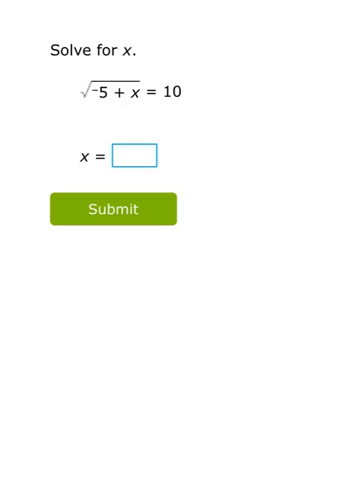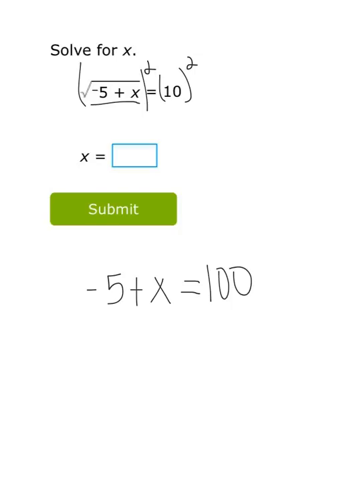So I want to get x by itself, and in order to do that, I need to get rid of the radical. So my first step would be to square each side, because I know the inverse of a square root is to square. The square of a square root eliminates your radical. So you're left with what's underneath it, which would be negative 5 plus x equals, and then 10 squared, which is 100. Alright, so we've already simplified this equation quite a bit.